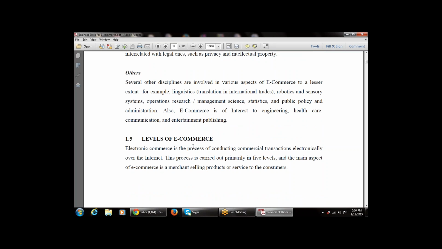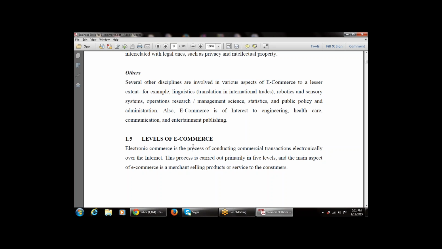What are the levels available in e-commerce? What are the step-by-step levels of e-commerce? Electronic commerce is the process of conducting commercial transactions. As I told you, e-commerce means electronic commerce, that is, performing commercial transactions, which means purchasing and selling of goods and services electronically over the internet.